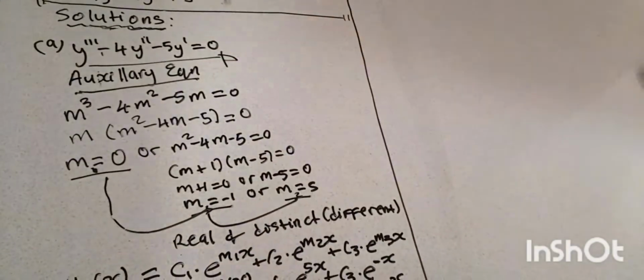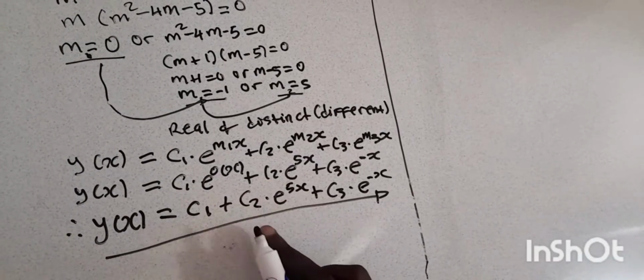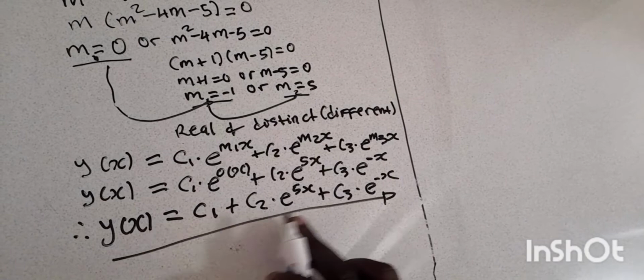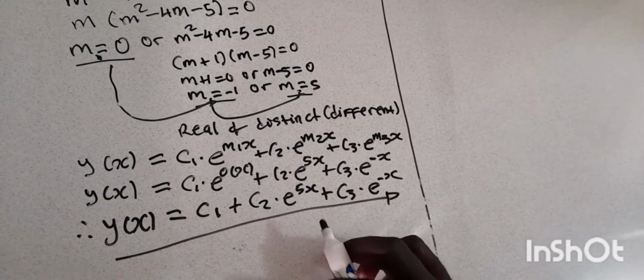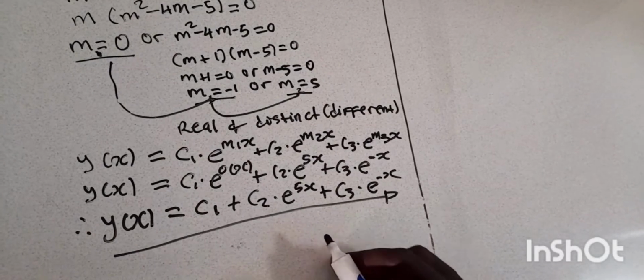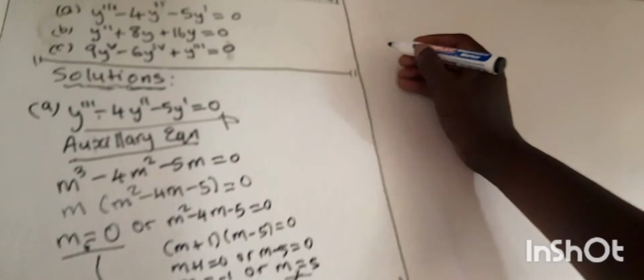So you can be given initial conditions where you can substitute to find these arbitrary constants. In this case, we are not in those kinds of examples. So let's just move on to number B.